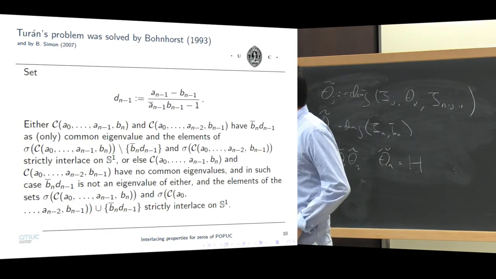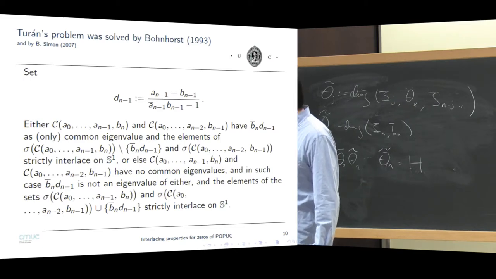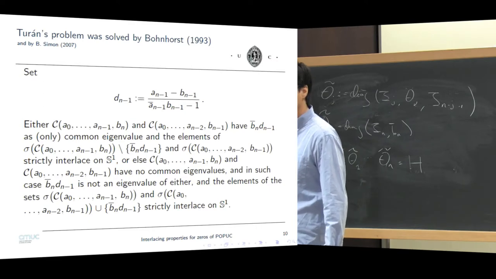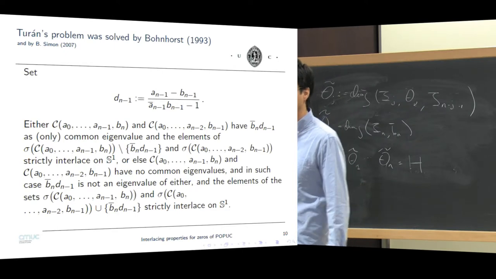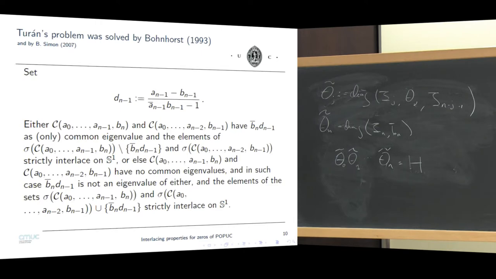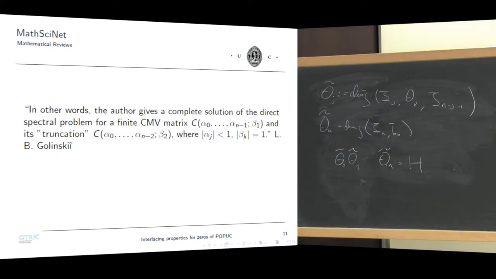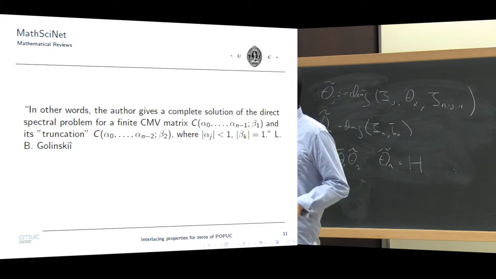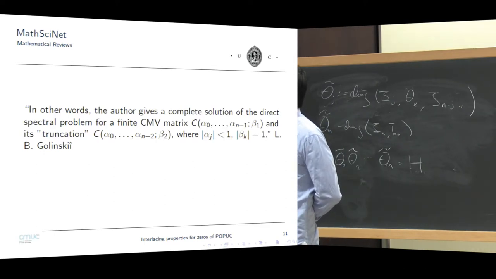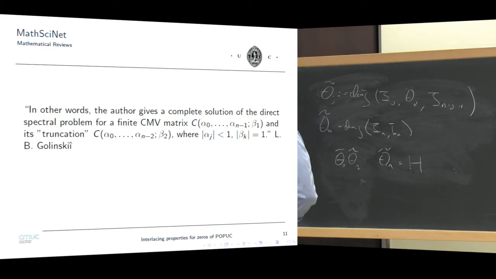The solution to this problem was given by Bunse-Gerstner and also by Simon in 2007. Essentially, what was proved is that the eigenvalues of this matrix and this one interlace. If we think in polynomials, what we have here is the paraorthogonal polynomial of degree n plus 1, and what we have here is the paraorthogonal polynomial of degree n. The eigenvalues of these two matrices interlace, and in fact, they have at most one common eigenvalue, which is this one. Simon proved these results in a very different way, in a pretty piece of work. Golinskii wrote that, we know now that Bunse-Gerstner first gave a complete solution for the spectral problem, essentially. She studied the interlacing property between the eigenvalues of this matrix and this one.